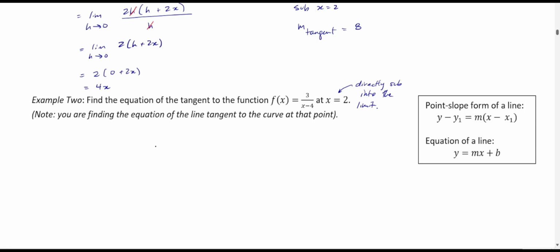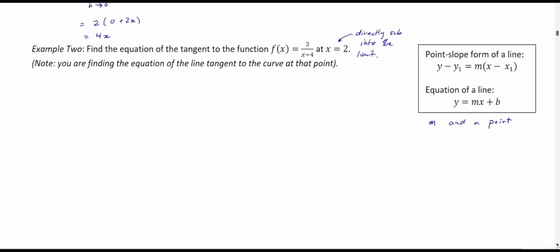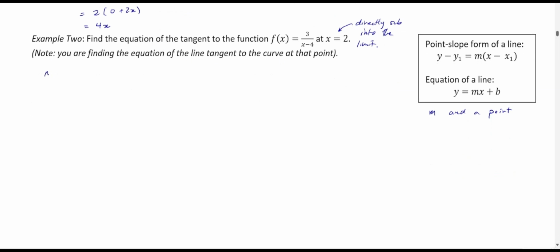Okay, so the first thing I'm going to do, if I need to find the equation of the tangent, an equation of the line, to find the equation of the line, I need slope and a point. So let's first find the slope, since that's what we're focusing on in this lesson. So the slope of the tangent is equal to the limit as h approaches 0 of f at x plus h minus f at x all over h. Now, in this case right here, I'm going to say f at 2.